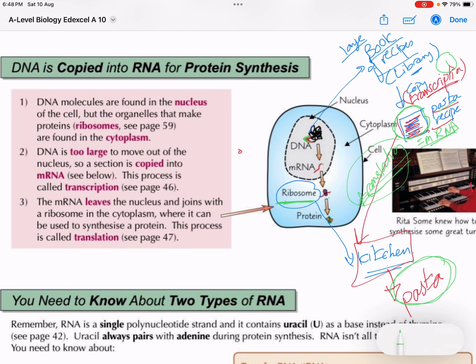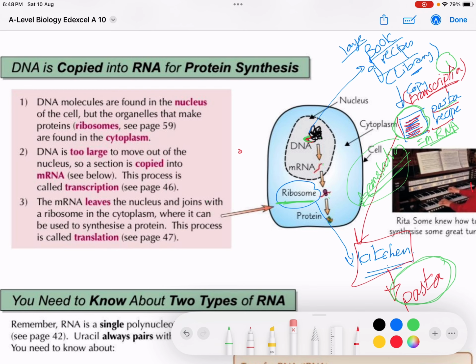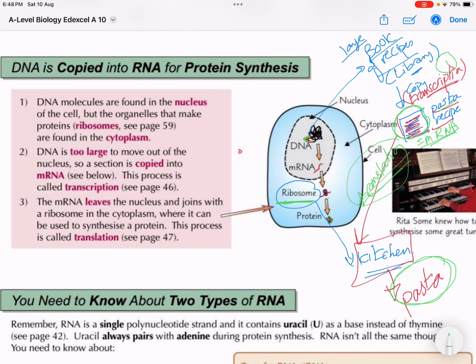Because this part is the most important part today, I'm going to echo myself, reading this part again to consolidate all what I have said so far. The DNA molecule is found inside the nucleus of the cell, but the organelle that makes proteins, which is the ribosomes, is found in the cytoplasm, as you see here. DNA is too large to move out of the nucleus, so a section is being copied into the messenger RNA, remember? This process is called transcription, and then the mRNA is small, so it can leave through the nuclear pore. See, guys, these openings are called nuclear pores.